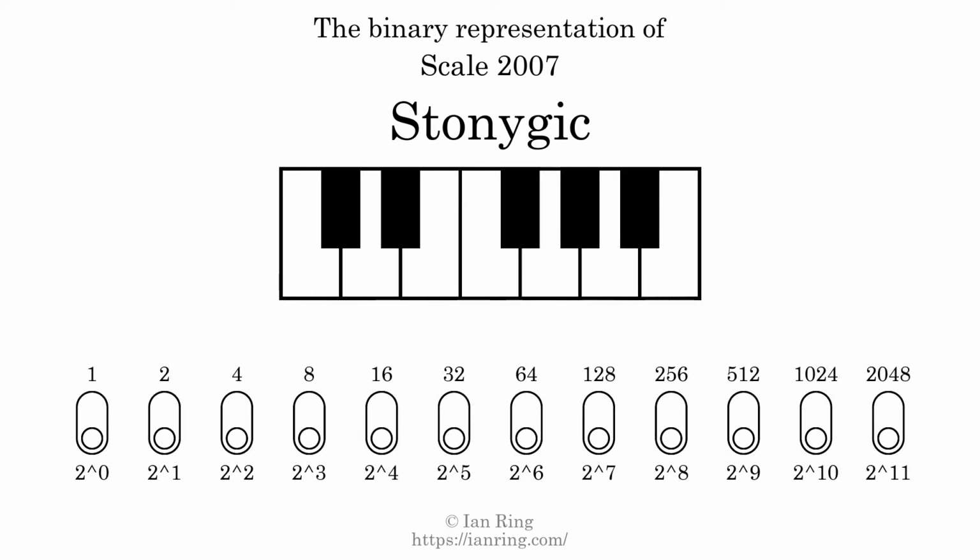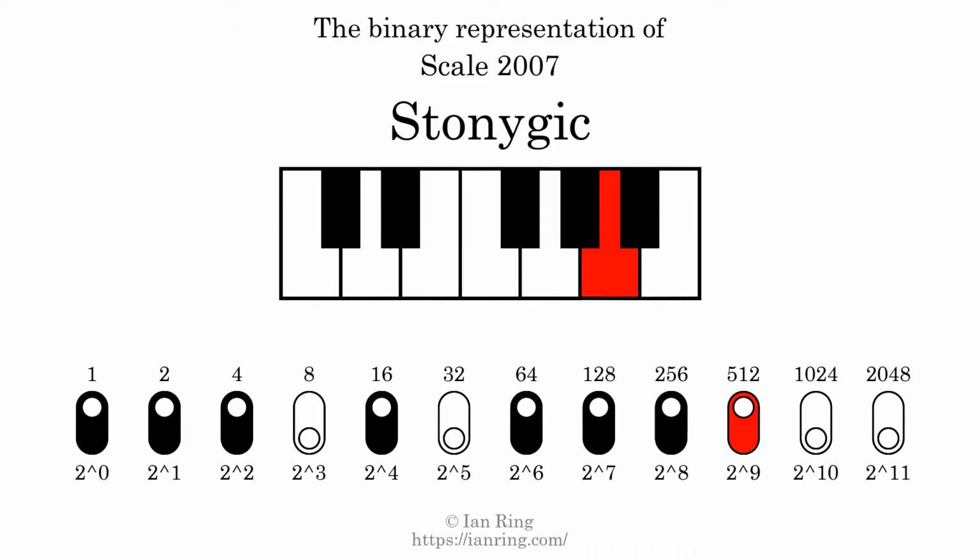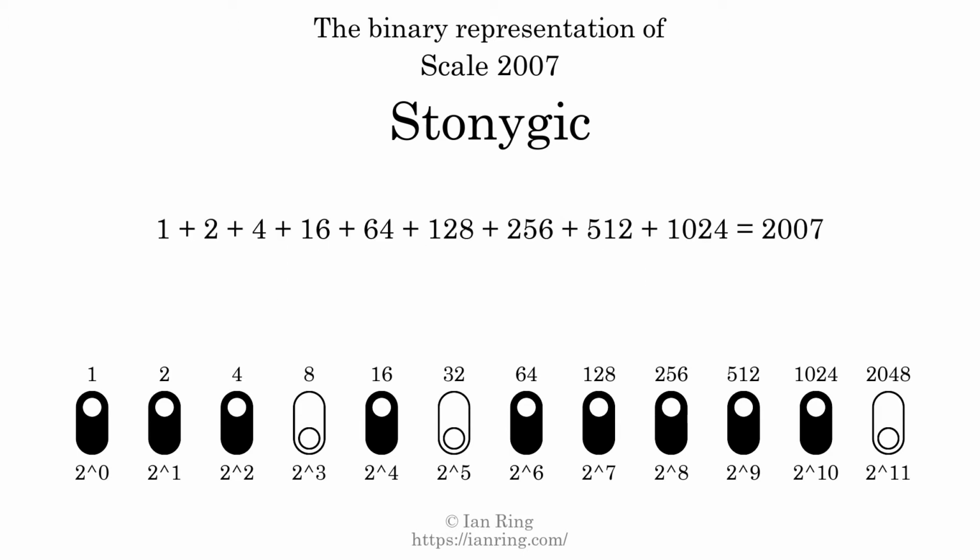The binary representation of this scale is determined by mapping tones of the scale to binary digits. Each binary digit represents a power of 2. To get the scale number, we add the powers of 2 together. The powers of 2 that are present in the scale, all added together, equals 2007. That is why the scale number, in decimal, is 2007.